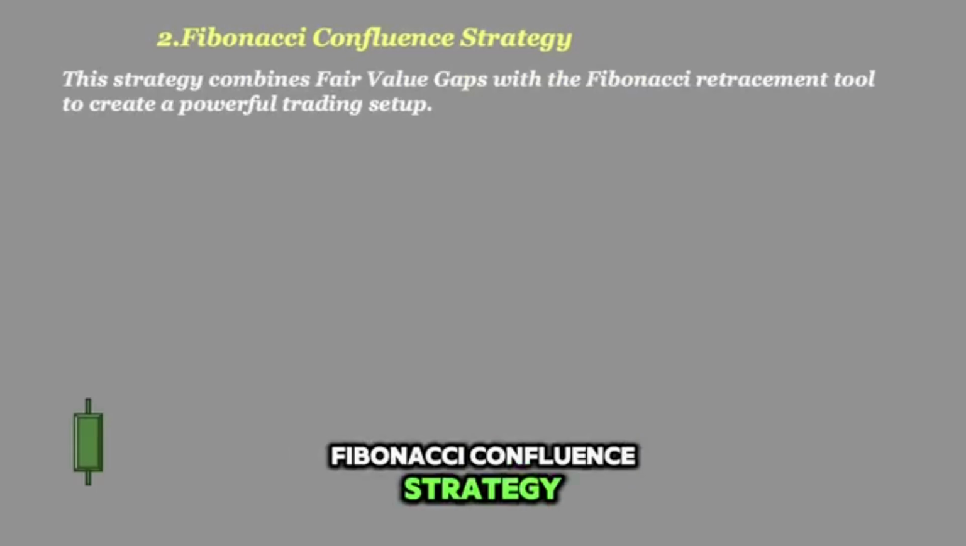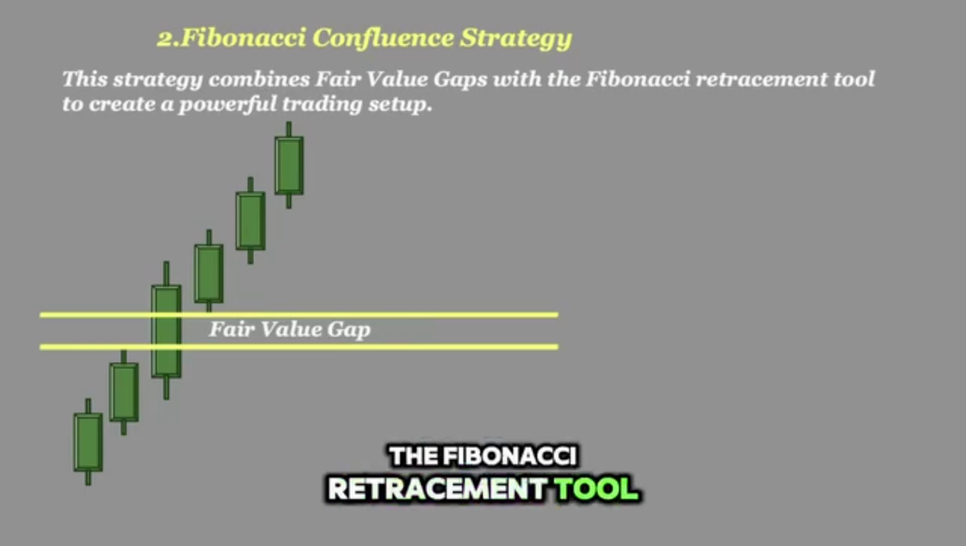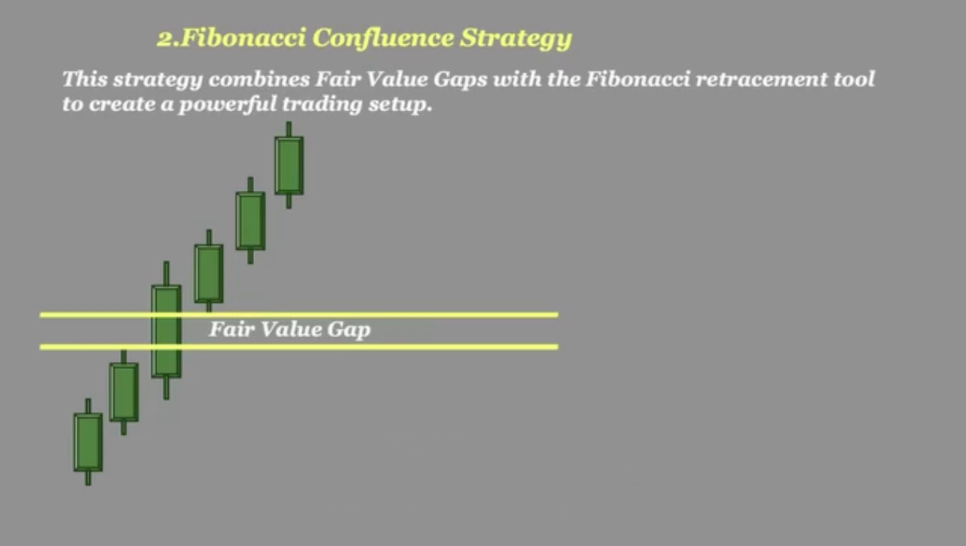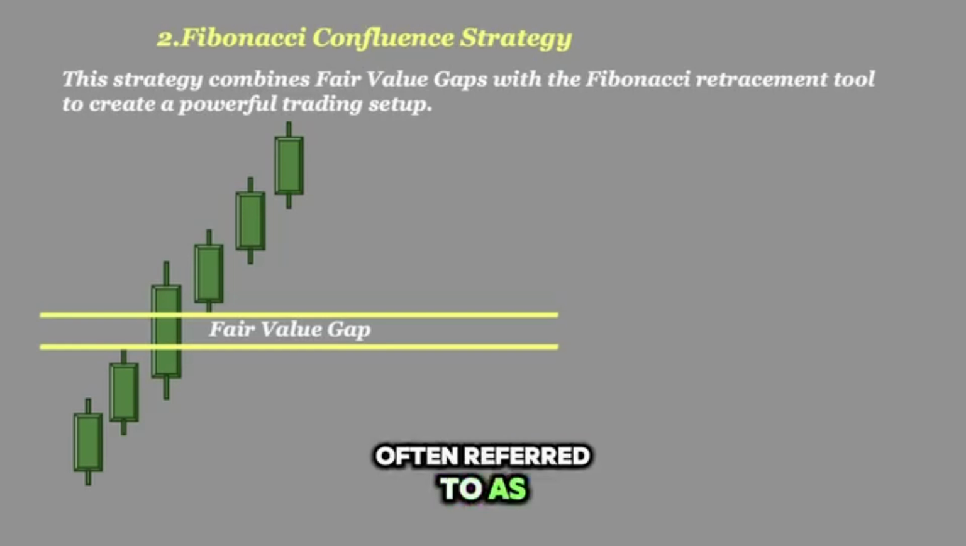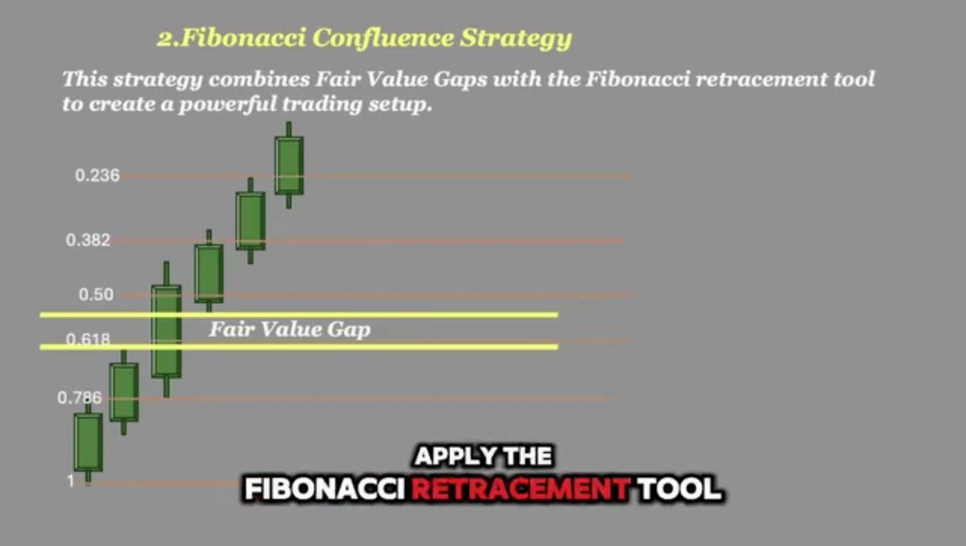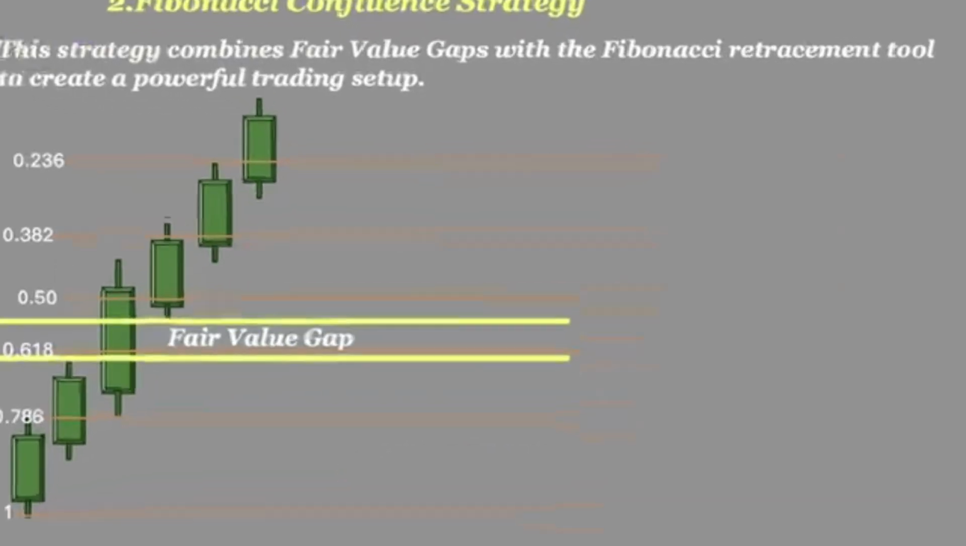Fibonacci confluence strategy. This strategy combines fair value gaps with the Fibonacci retracement tool to create a powerful trading setup. The key is to focus on fair value gaps that align with the 61.8% Fibonacci level, often referred to as the golden zone, or the 50% level, which both serve as strong areas of support or resistance. To execute this strategy, mark the fair value gaps on your chart. Apply the Fibonacci retracement tool and prioritize the gaps closest to the 61.8% or 50% levels for your entries.